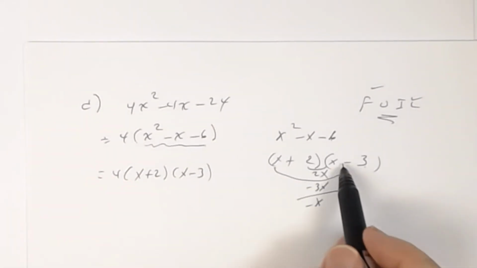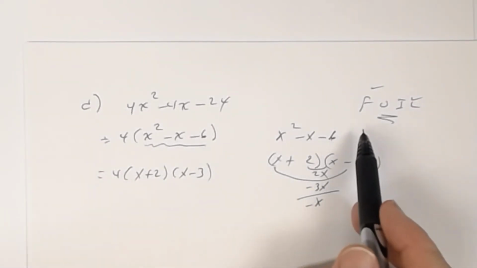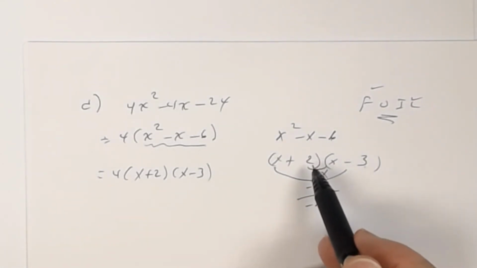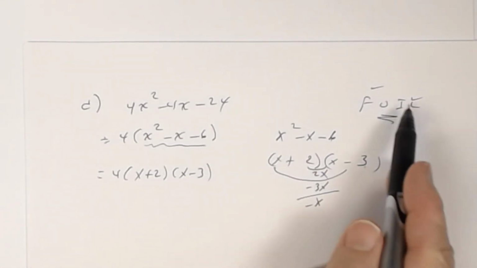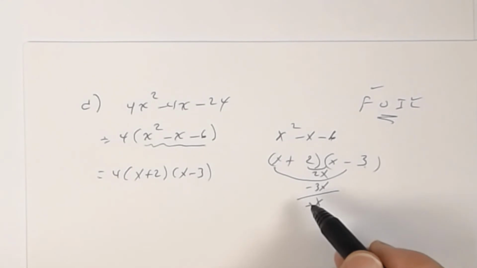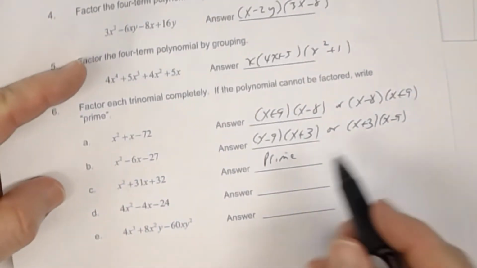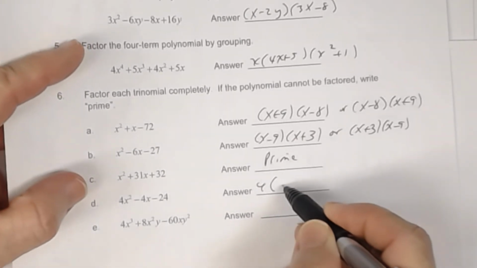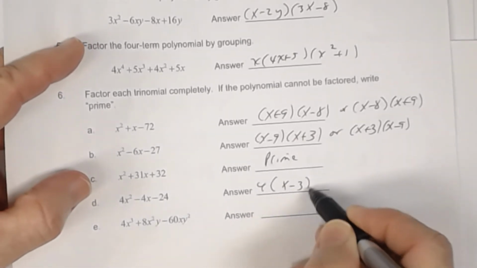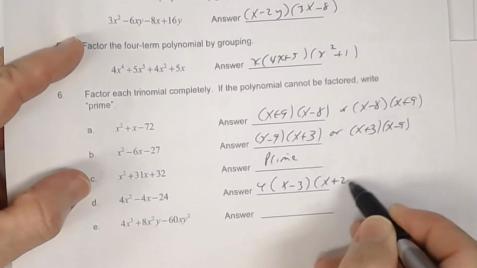Now, some of you may not have gotten this right away. You may have said, well, I'm going to try 6 and 1. Well, 6 and 1 would not have worked. When you FOIL it out, you'll notice it would not have worked. Okay? So that's the answer to letter D. So I have 4 times x minus 3 times x plus 2.